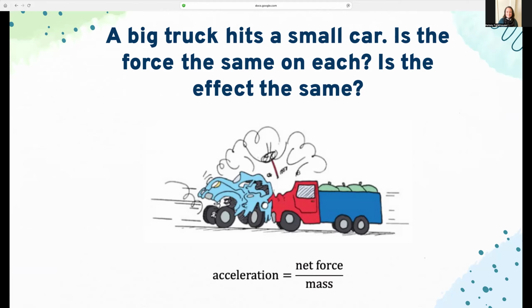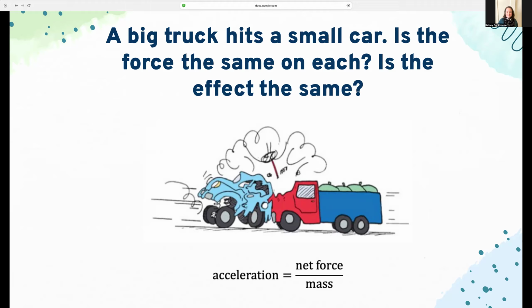Remember, Newton's second law says that acceleration is equal to the force divided by the mass. If we assume, as Newton's third law says, that the forces are the same, we know these masses are different. The truck is bigger and heavier than the car, so it's going to have more mass. The same force divided by a smaller mass would give a bigger acceleration than divided by a bigger mass. So it isn't the force that results in the different effects, but the mass that produces different accelerations, or effects, on each object.